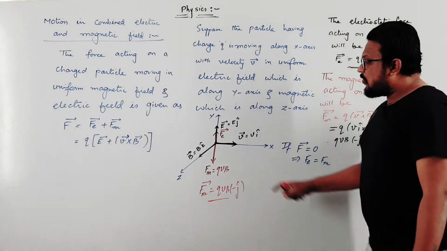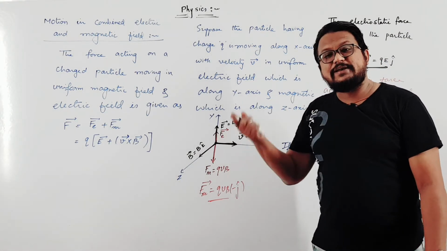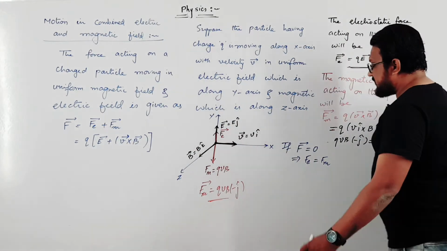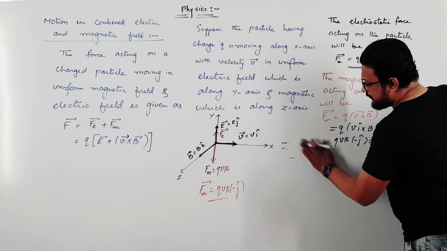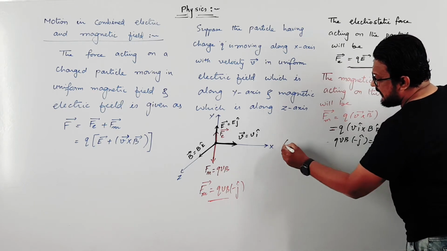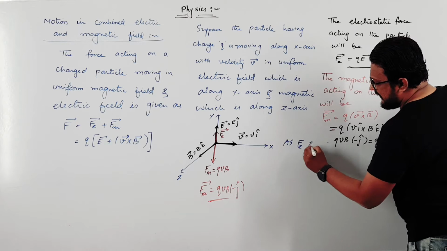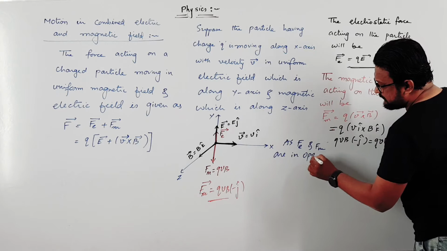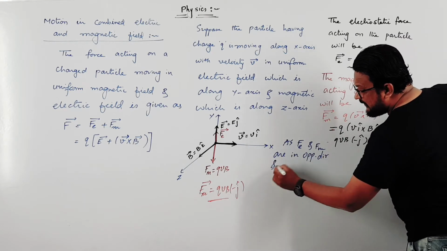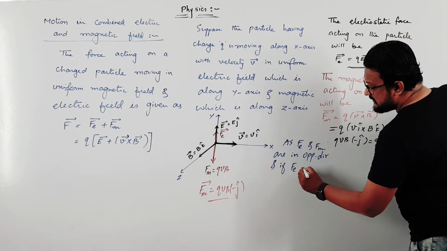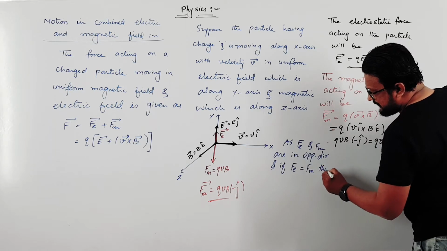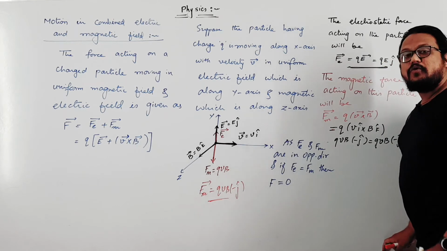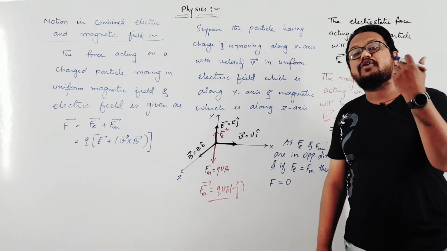You can say that both these forces are equal in magnitude and opposite in direction, and hence F is 0. So you can say that here F is 0 if Fe and Fm are in opposite direction, and if Fe is equal to Fm, then the resultant force F will be 0. Means the charged particle will move without experiencing any kind of force.